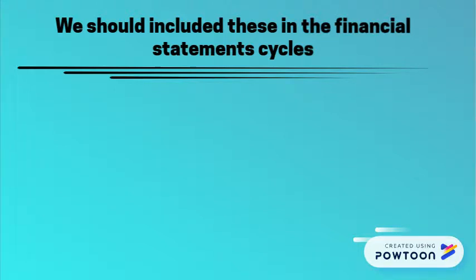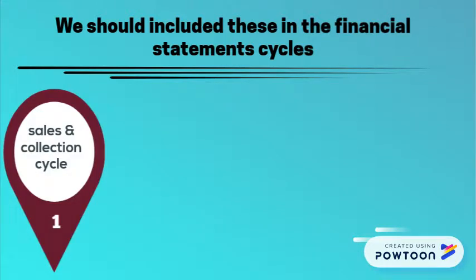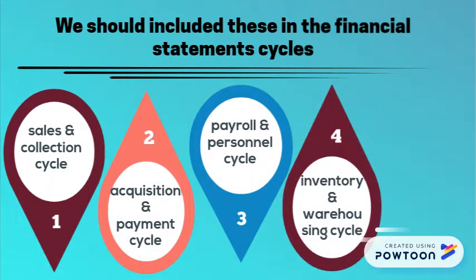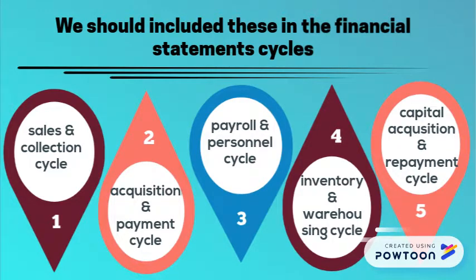We should include this in the financial statement cycle. First, sale and collection cycle. Second, acquisition and payment cycle. Third, payroll and personnel cycle. Fourth, inventory and warehousing cycle. Lastly, capital acquisition and repayment cycle.